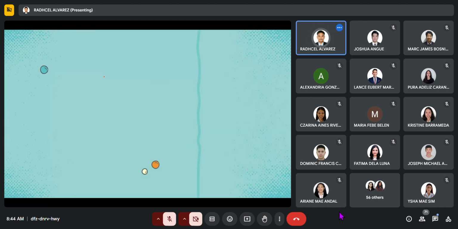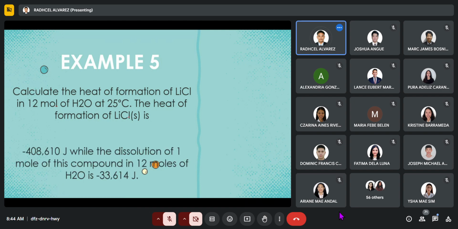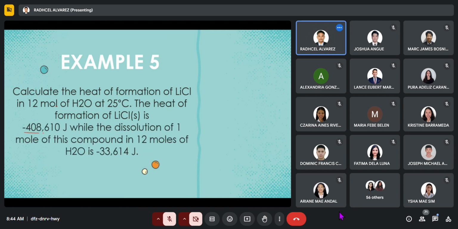So, let's have this example. Calculate the heat of formation of lithium chloride in 12 moles of water at 25 degrees Celsius. The heat of formation of lithium chloride is negative 408.610 joules, while the dissolution of 1 mole of this compound in 12 moles of H2O is negative 33.614 joules. Ano? So, sabi ko nga para lamang Hess law ang gagawin natin dito.